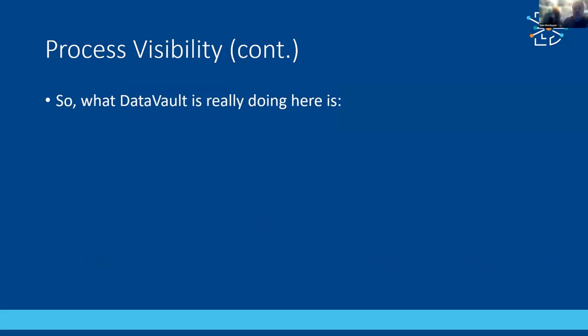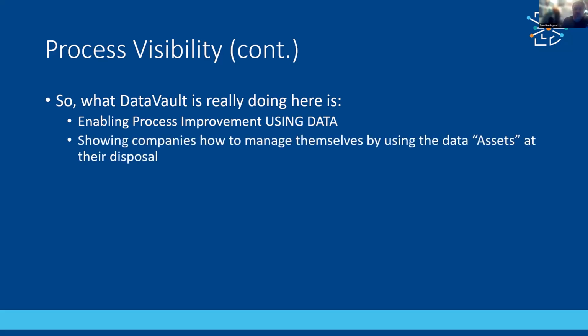So in summary, what are we really doing here with this? We're taking data and we're saying, you know what? Data isn't just some bits and bytes. It represents the reality of what your business is doing. This is a huge asset. And if you just let it tell you the story of what's really happening, you're going to know what's really happening. That is a huge step forward, right? And it's showing companies how to manage themselves by using these data assets, right? So data is an asset that you can use to do process improvement, to save money, to make more money.